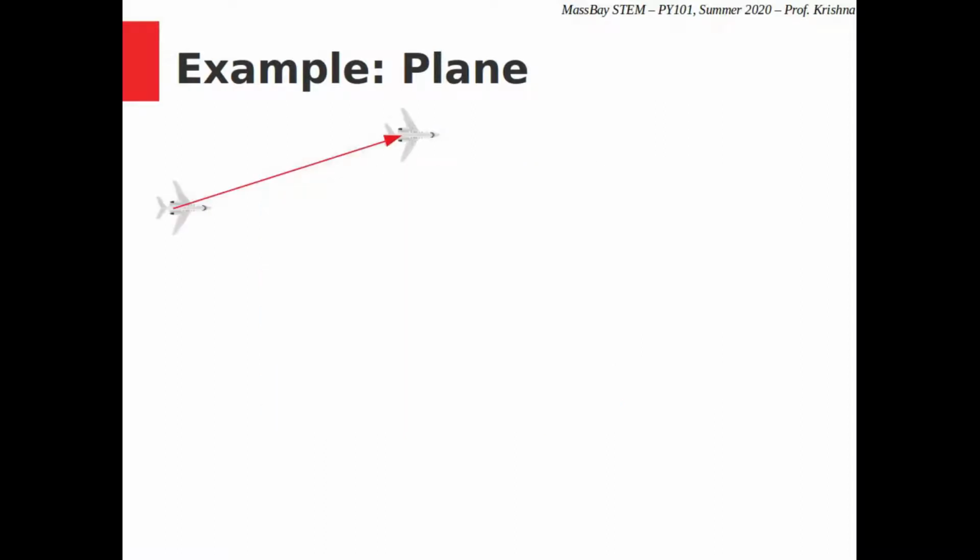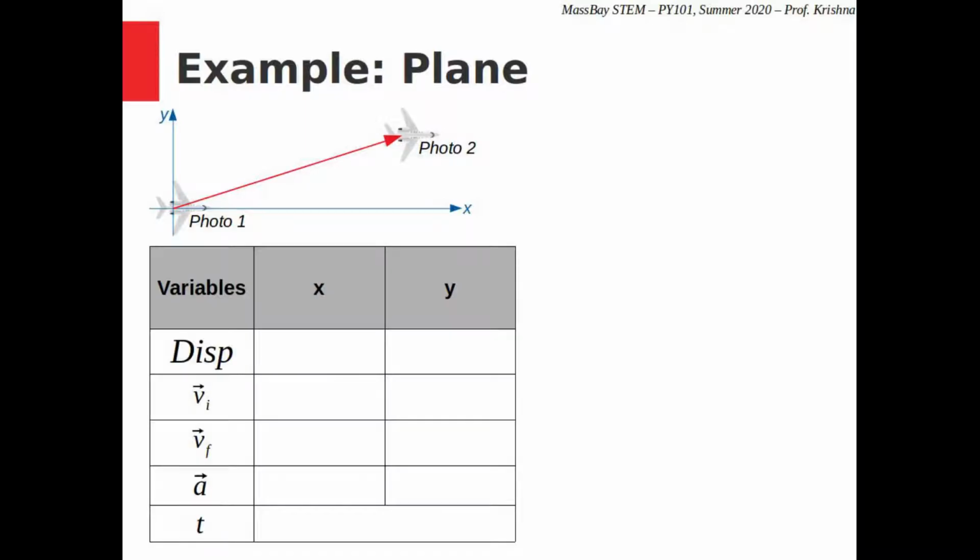To solve this, we will draw a picture to represent the fact that the plane is flying east but being pushed north. We will take 2 photos, and we will set origin and axes. We'll apply our familiar kinematics variables, but we have to do this in x and y separately. The only thing that is common to both directions is the time. So we draw a table like this. In x, we have displacement, initial and final velocity, and acceleration. And we have corresponding quantities in y.